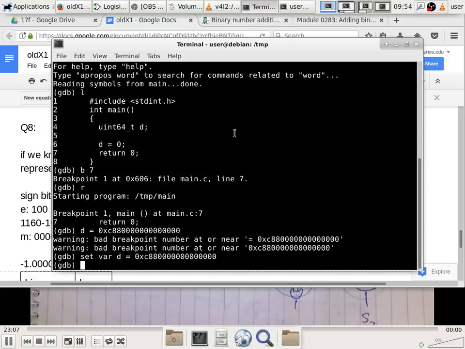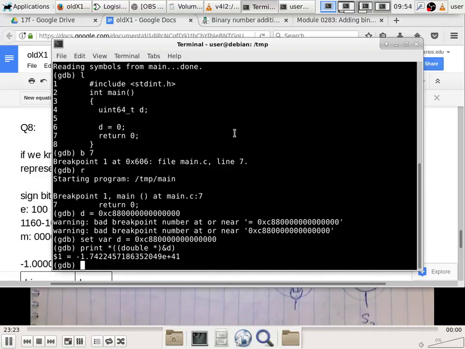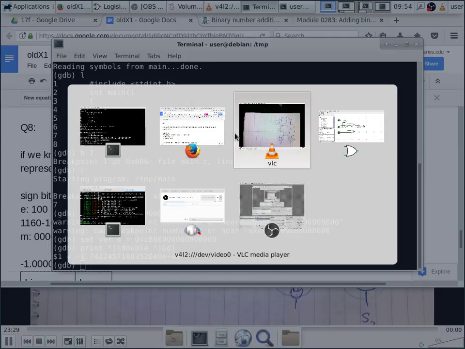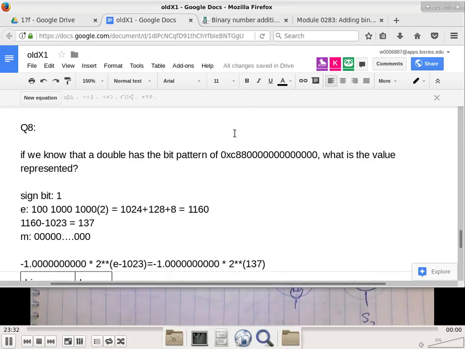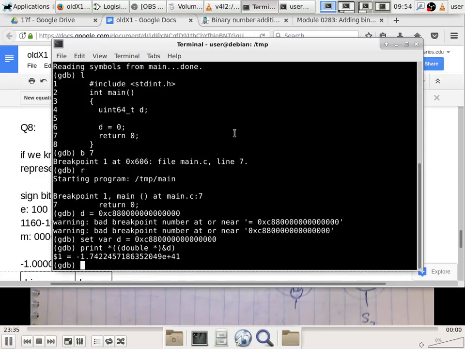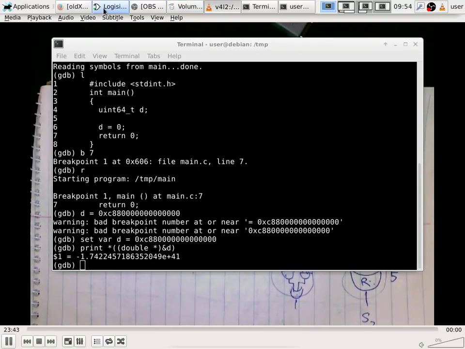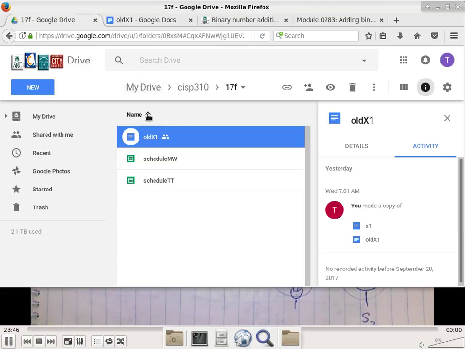Okay. So then we can say, print dereference, but this time we want to do the reverse. We want to look at the address of d as the address of a double, and then dereference the pointer. And that turns out to be this number. How do we know that is 2 to the power of what? 137? Well, I think it's definitely in the right ballpark, okay? But if you really want to confirm that, we can quickly do that part, because we have this already opened.